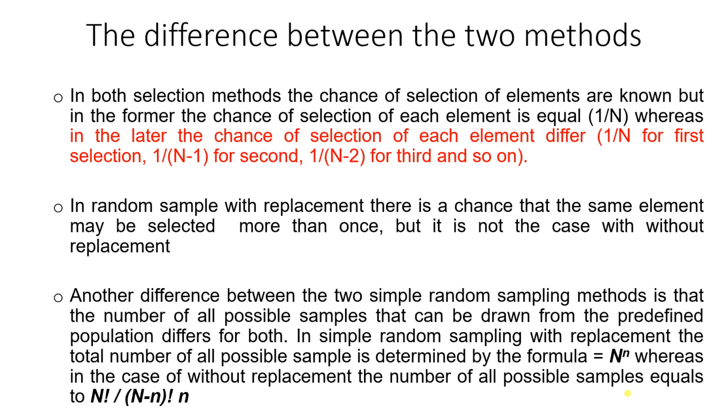Another difference between simple random sampling with replacement and without replacement is the number of all possible samples that can be drawn from the predefined population. So the number differs. In simple random sampling with replacement, the total number of all possible samples that can be drawn from a predetermined number of units in the population is capital N raised to the power small n. And this capital N is the population number.